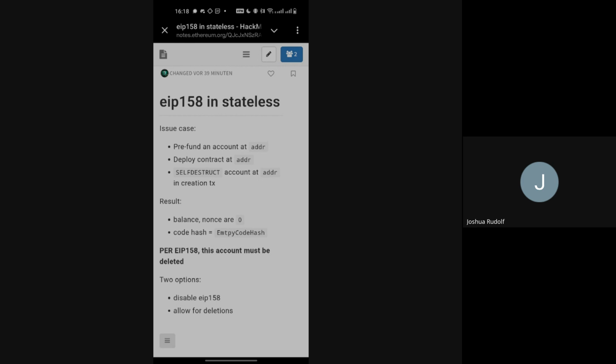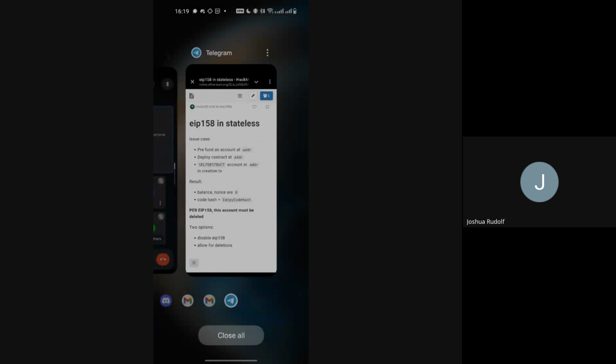So both options are possible. Clearly, I think the Geth team wants the second option, deletion, so not disabling EIP 158. But yeah, that's a summary of the issue. I just wanted to notify people that this issue exists. It's a spec issue. I don't know how that would react on the testnet. Actually, we should try that. But in any case, are there comments? Are there opinions about this? Yeah, that's the reason I wanted to discuss that.